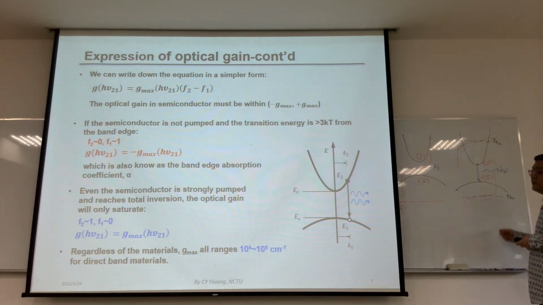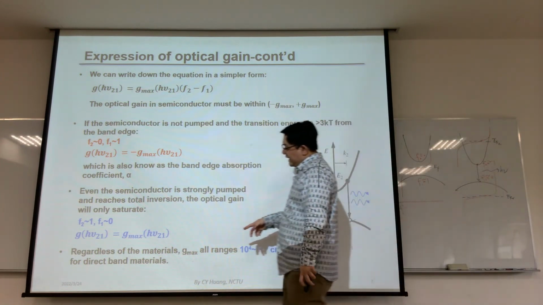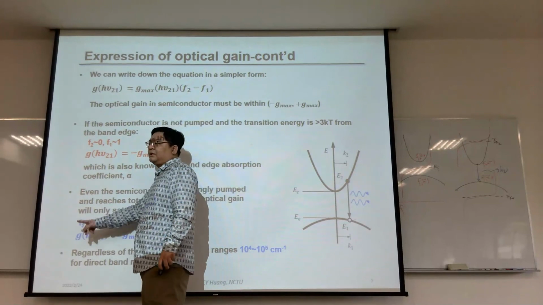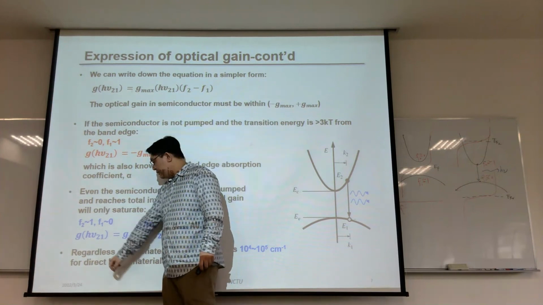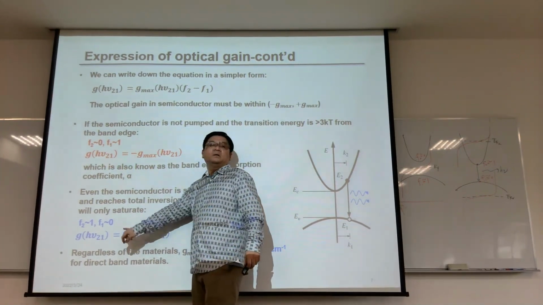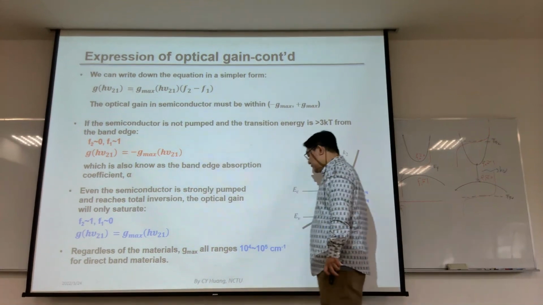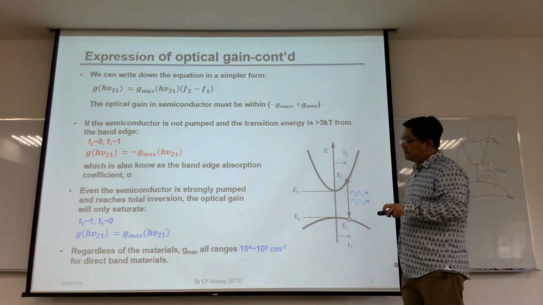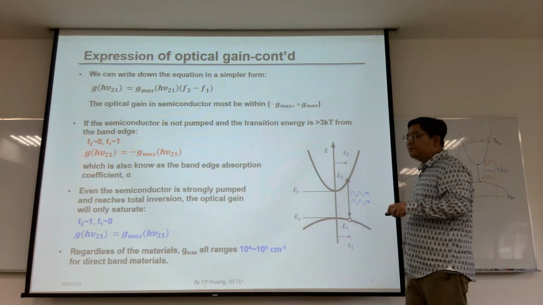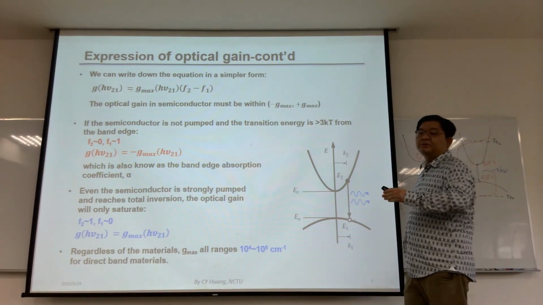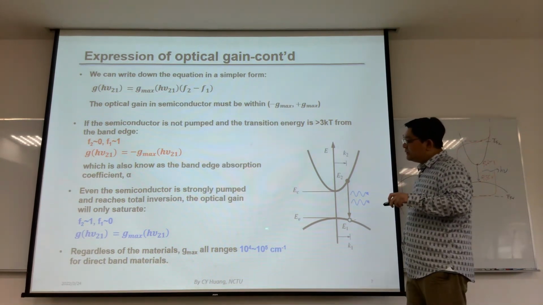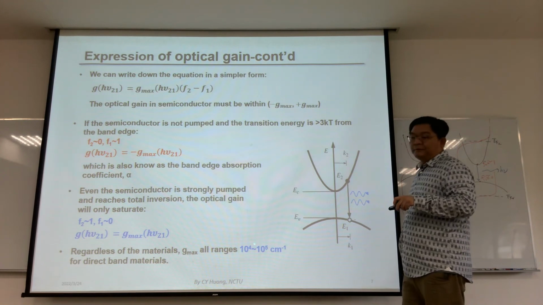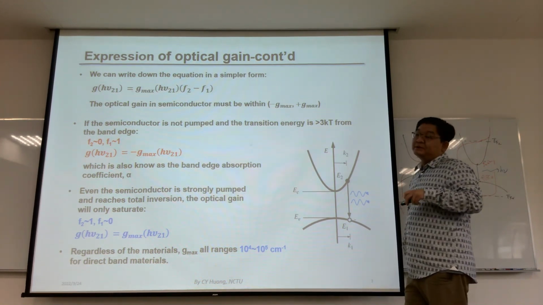Alright, so under this extreme case, F2 is close to 1 and F1 is close to 0. So the gain is Gmax. This value could vary from material to material, but it doesn't go too far. It is usually on the order of 1e4 to 1e5 per centimeter.